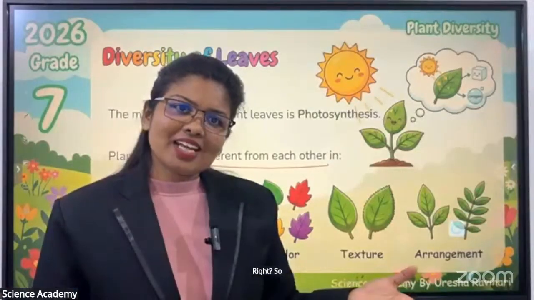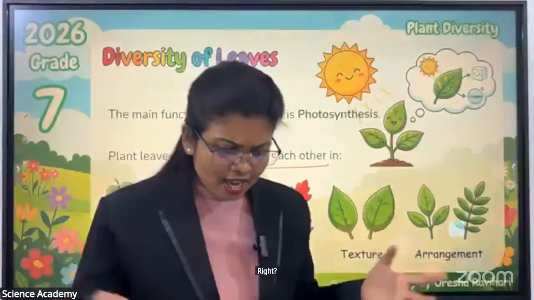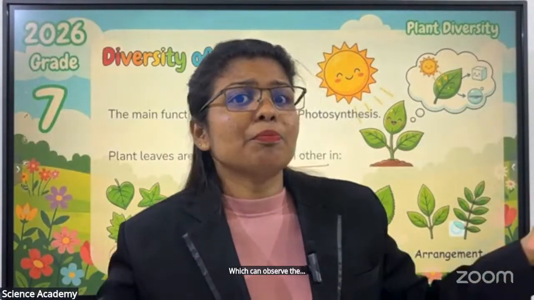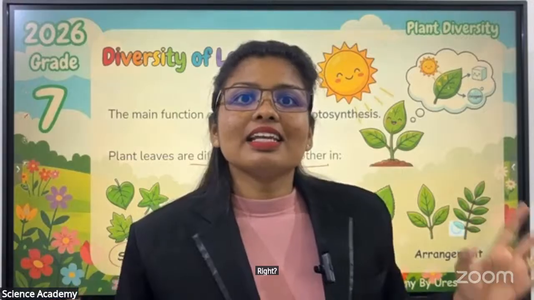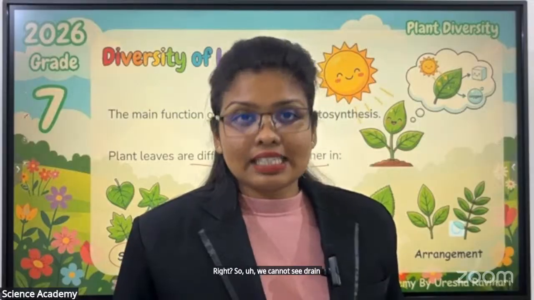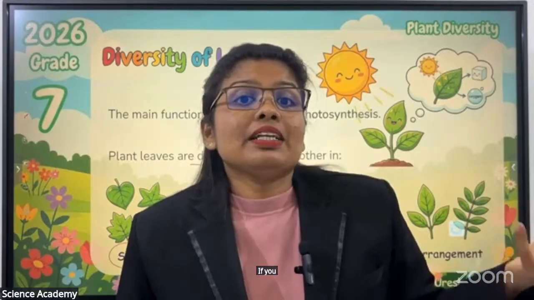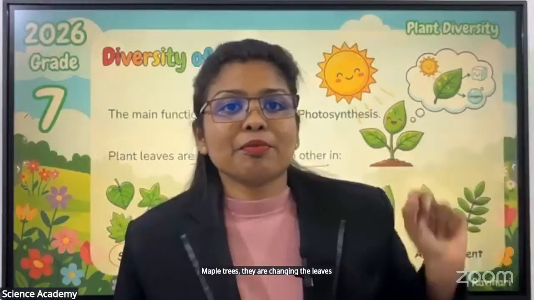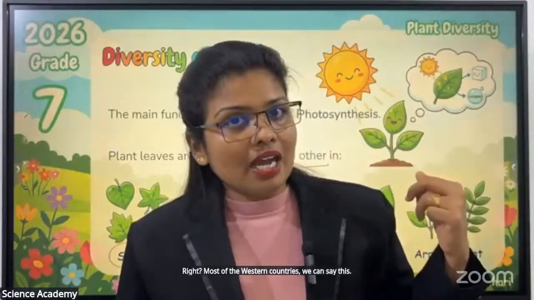Although we can see plant leaves mostly in green color, there are plant leaves which can be observed in purple color, pink color. In these plant leaves we cannot see green color. If you see maple trees, they change their leaf color from time to time according to the season. In most Western countries we can see this plant.